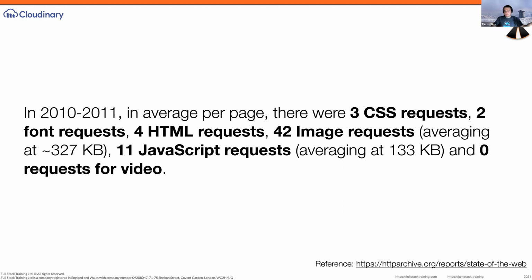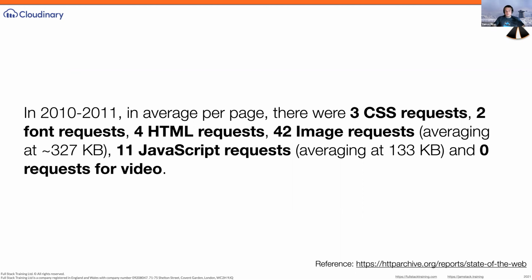So again, back to 10 years ago, an average page, so now we're talking about a single site, there were 3 CSS requests, 2 font requests, 4 HTML requests, 42 image requests. And it's really important that those image requests averaged 327 kilobytes, more or less, 11 JavaScript requests at 133 kilobytes, and no video, right? 10 years ago, video wasn't a really important aspect of the web.